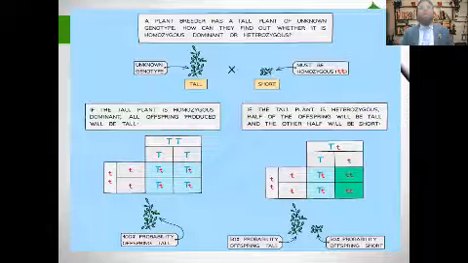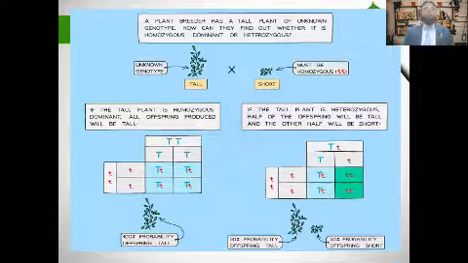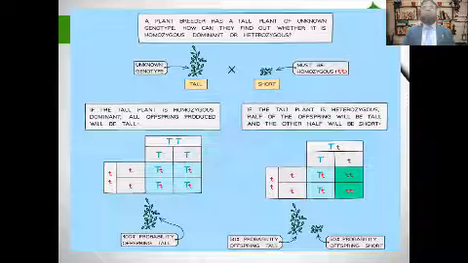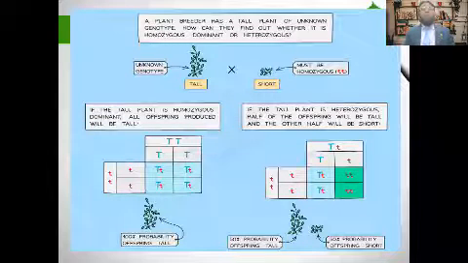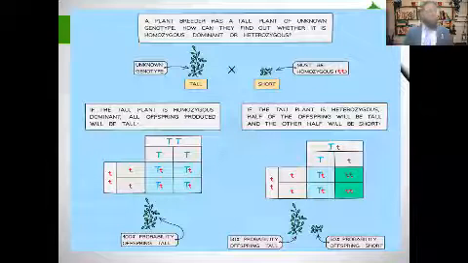So see, a plant breeder has a tall plant of unknown genotype. How can they find out whether it is homozygous dominant or heterozygous? This can easily be found out by the test cross. Okay.